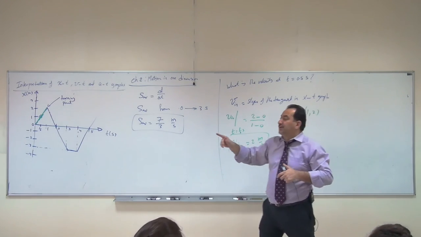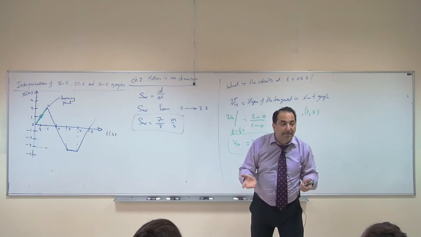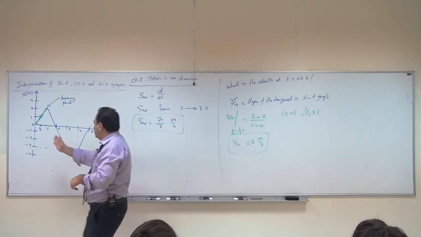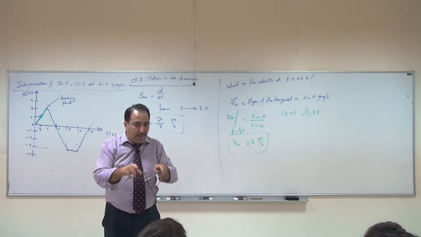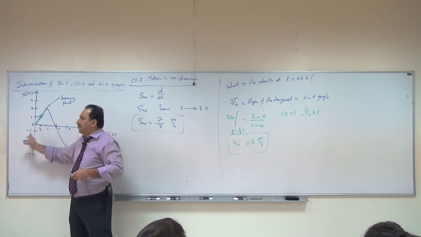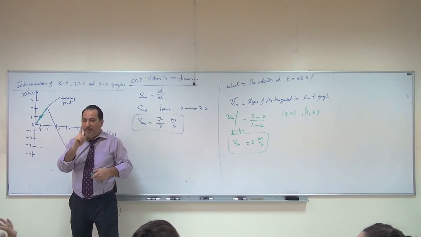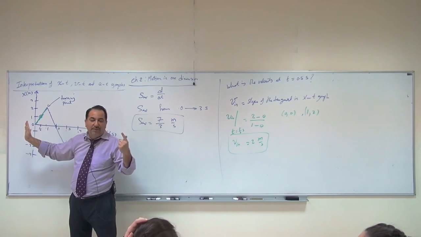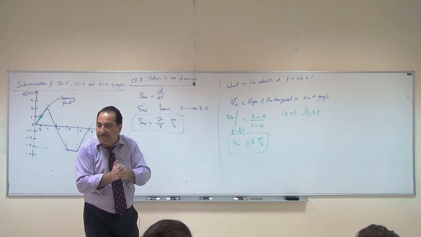What is the average velocity from 0 to 1? Same. Why? When you have a linear function, the average and instantaneous are the same. So here, the average velocity and instantaneous velocity have the same value because I have one slope only. One slope means one velocity. And one velocity means constant. Average and instantaneous are the same.